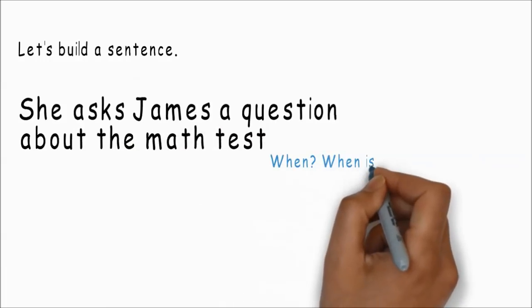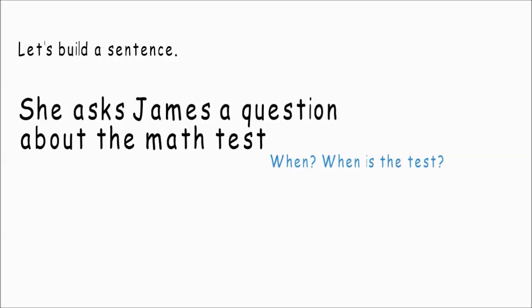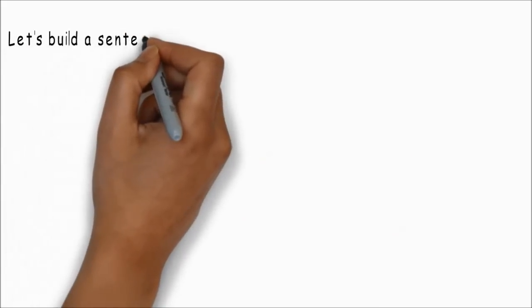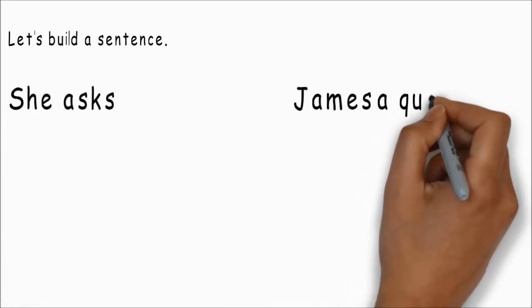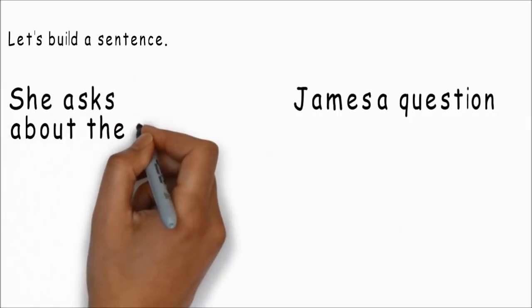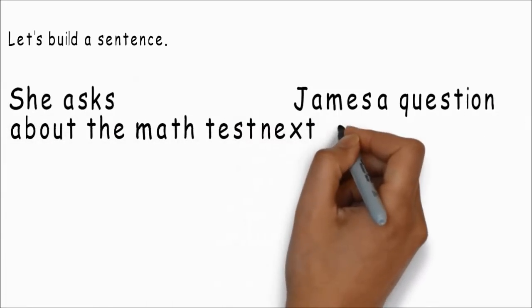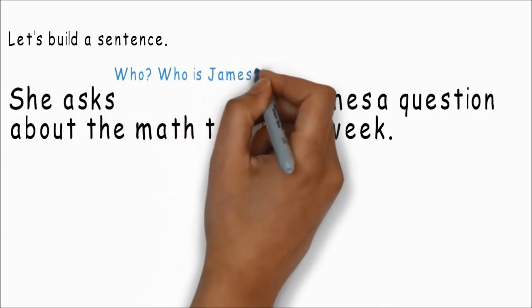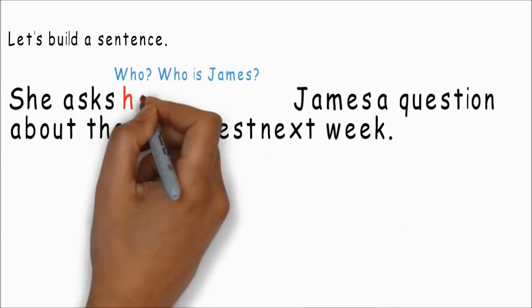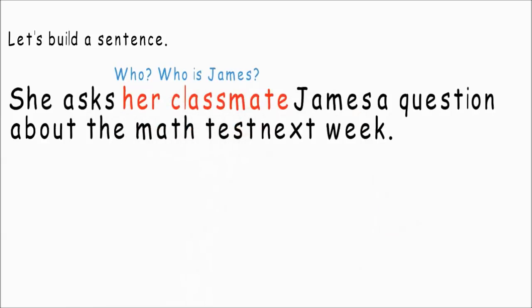When? When is the test? She asks James a question about the math test next week. Let's build a sentence. She asks James a question about the math test next week. Who? Who is James? She asks her classmate James a question about the math test next week.